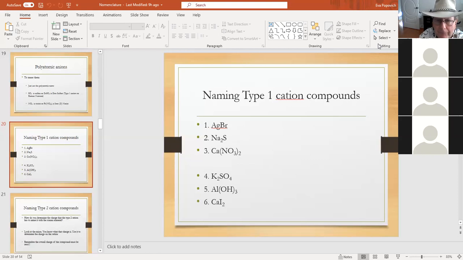Sodium sulfide. You agree, Dana? Yeah, fine. Who's got number 3?